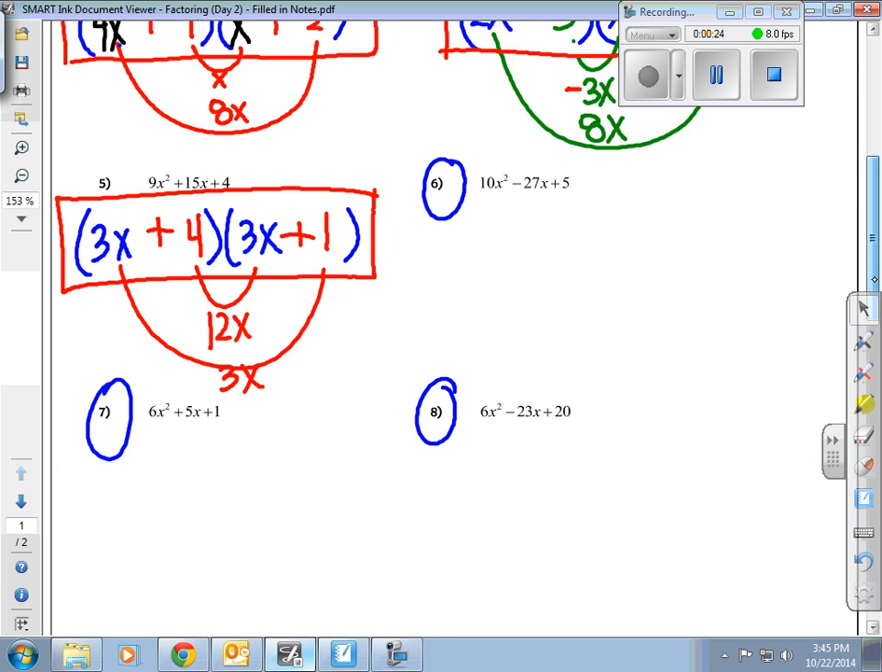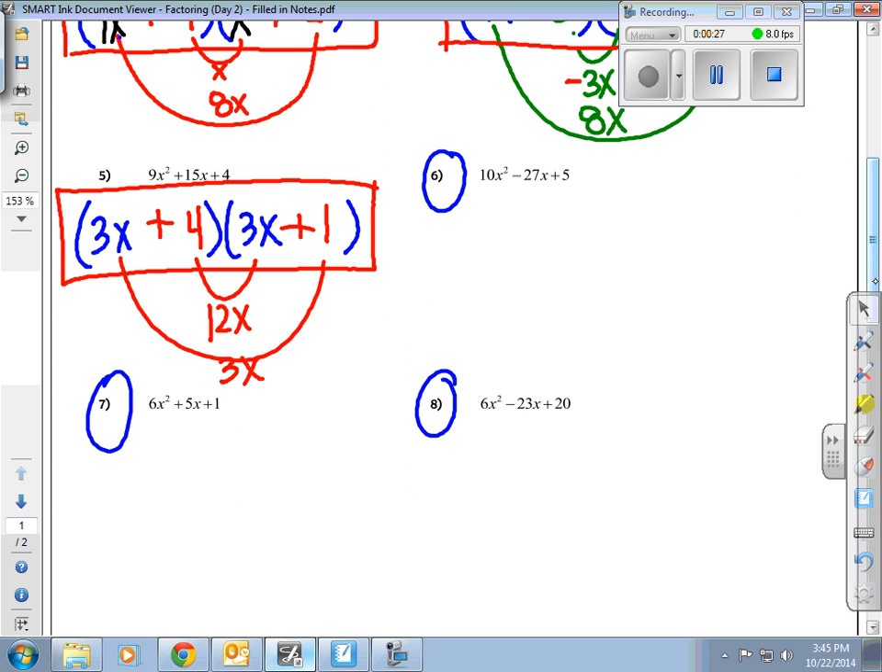To do this, we're going to look at 6, 7, and 8. Hopefully you did this by doing the reverse FOIL that I showed you in the last video, but we're also going to do it by grouping. So this is by grouping.